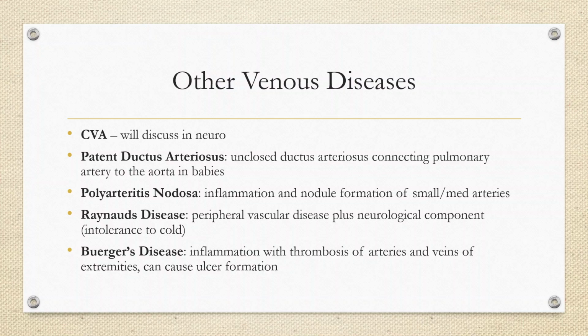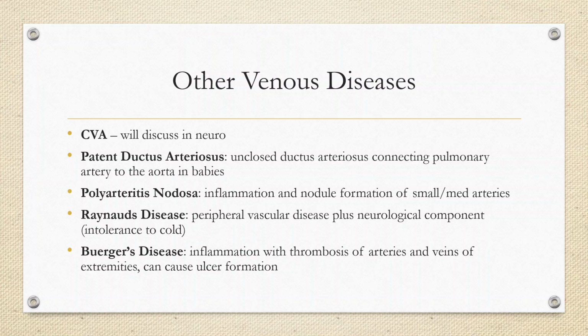This is going to occur in babies where we just don't close the connecting areas between the pulmonary artery and the aorta. Most babies grow out of this pretty quickly. Polyarthritis nodosa, we get nodule formations and inflammations within the small arteries. We can see this throughout the body, specifically more towards the fingers and feet.